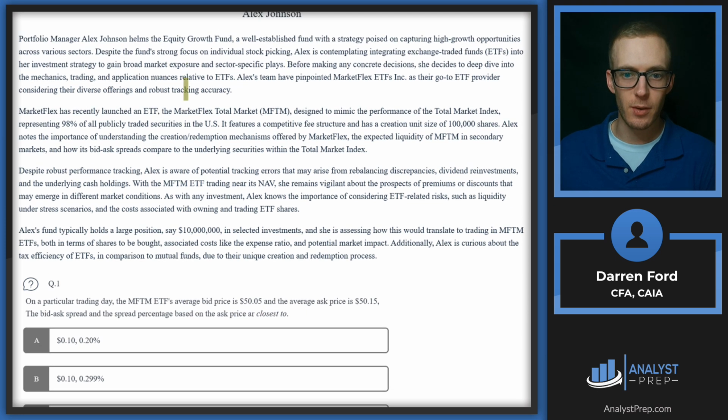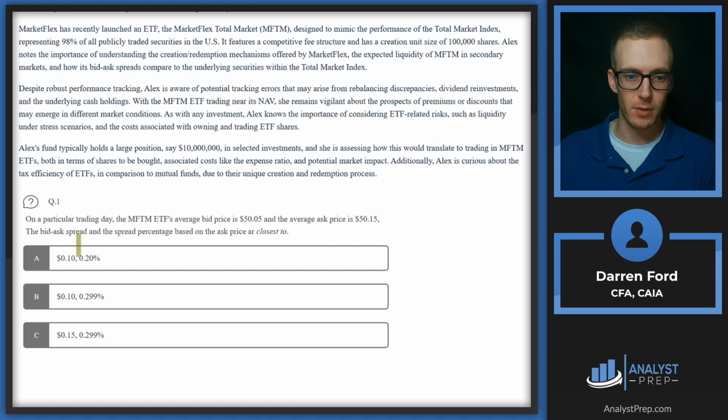So we actually don't need to do any reading for this. We can calculate the spread and spread percentage just based on everything that's given in here. So the spread itself is just going to be the ask minus the bid. So it'll be 10 cents. So we can cross off C there. So we've got 10 cents in A and 10 cents in B.